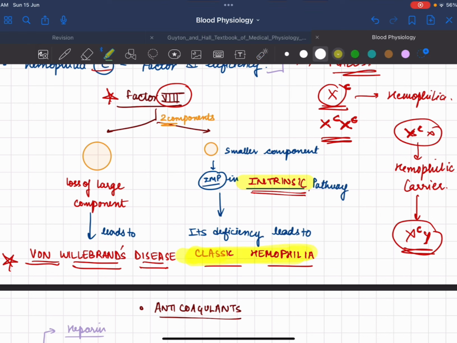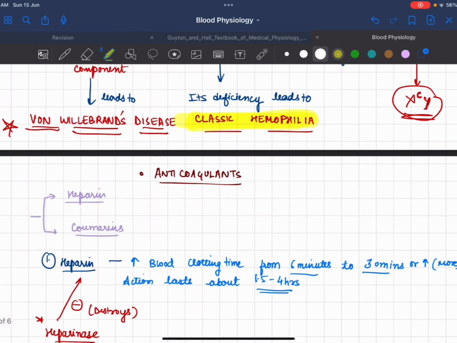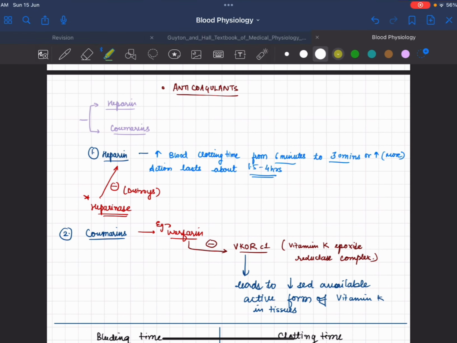This is important for us. So what actually leads to hemophilia in factor 8? It is the smaller component. This is very important to remember. Okay. So now the final topic which we'll study is anticoagulants. So at your level, two anticoagulants are really very important: heparin and coumarins.